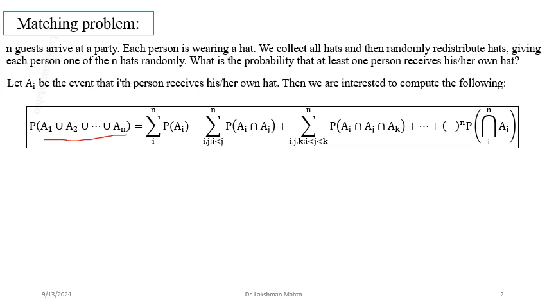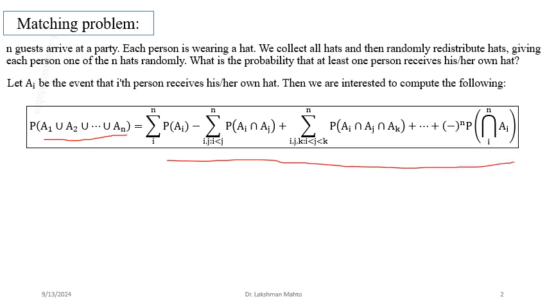Probability of A union B is equal to probability of A plus probability of B minus probability of A intersection B. But that one is for two events. Here n events are there in the union, so you have to expand it for the n case. How many terms would there be here?